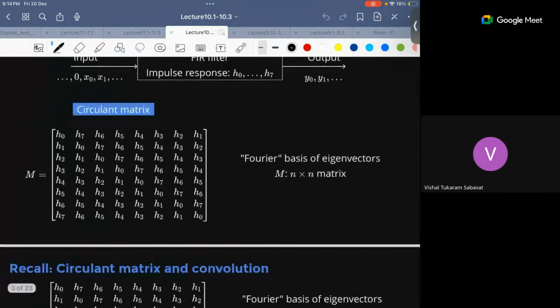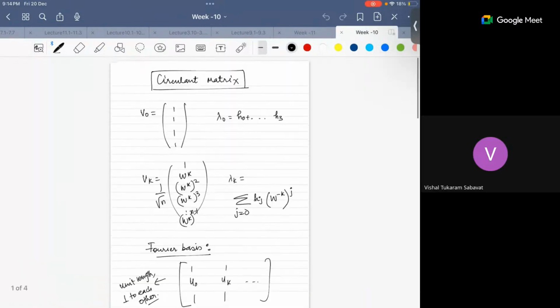For the circulant matrix, I'll just go. I have something, I just wrote it out.